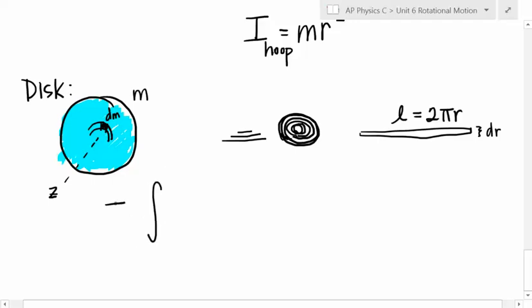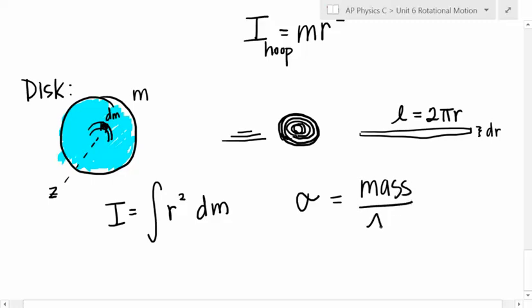So if the moment of inertia is the sum of all the little bits of mass at their radius squared, and this disk has high symmetry, and this disk has a constant surface area density, so sigma is mass per area. That's a lowercase sigma. So sigma could be modeled as a little bit of mass distributed over a little bit of area.